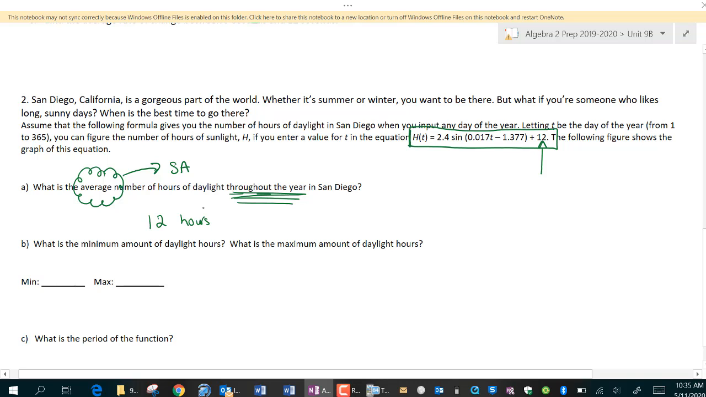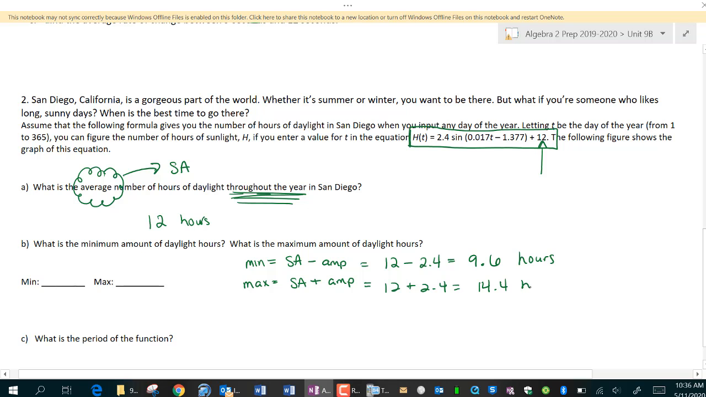Part B, what is the minimum amount of daylight? What is the maximum? So again, for my minimum, I'm going to take the sinusoidal axis and subtract the amplitude. And then for the max, I'm going to take the sinusoidal axis and add the amplitude. So for my minimum, I get 12 minus 2.4, which is 9.6. And then for my maximum, 12 plus 2.4, so 14.4. And those would be both hours of sunlight.